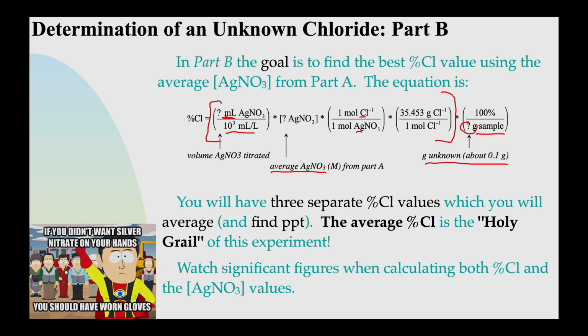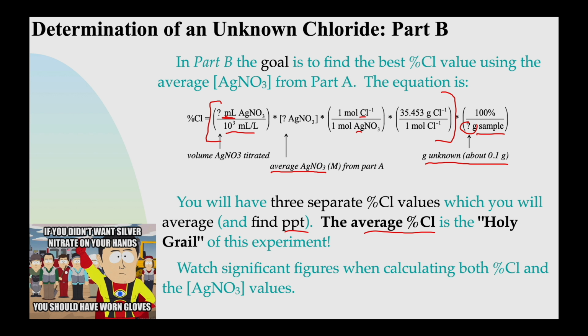So just like last time, you're going to have 3 sets of data. You're going to have 3 separate percent chloride values. You'll then add them up and divide by 3 to find the average percent chloride. That is kind of the holy grail, the cool thing you're after in this lab. You'll also find parts per thousand just to see how you're doing. Now, watch significant figures when you're doing these, both the percent chloride and the earlier AgNO3 values. Make sure you watch your sig figs. It's just multiplying and dividing, so the smallest number of sig figs rules.